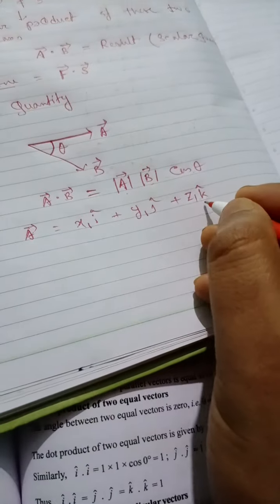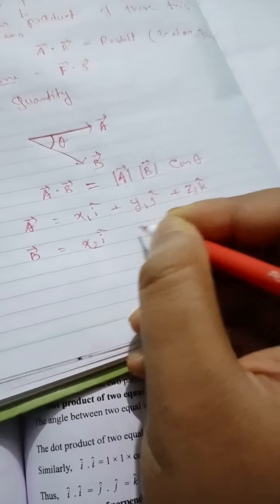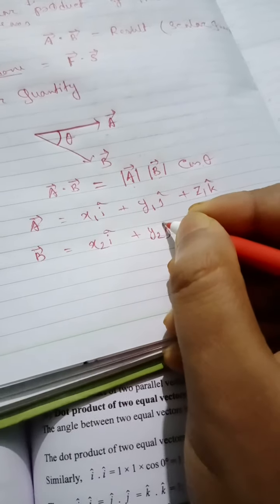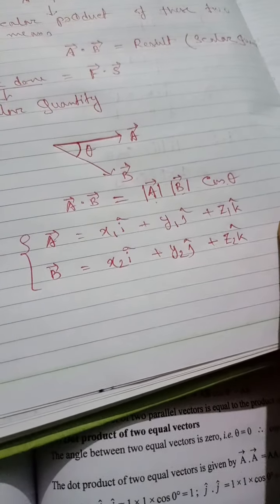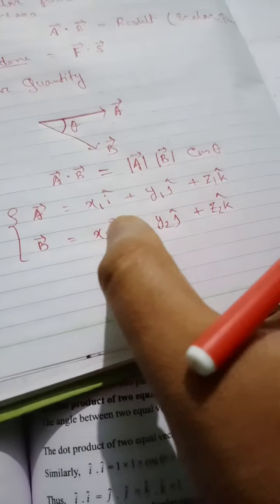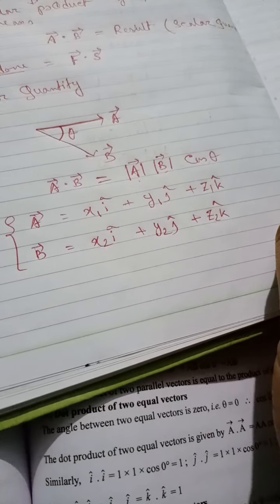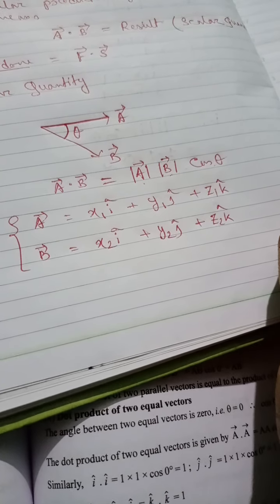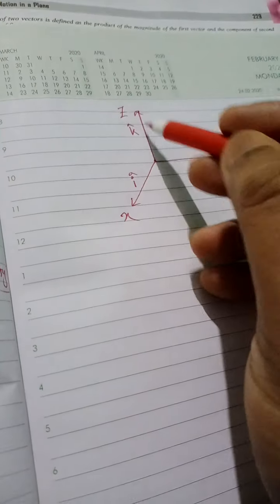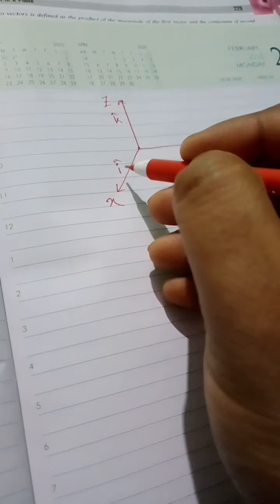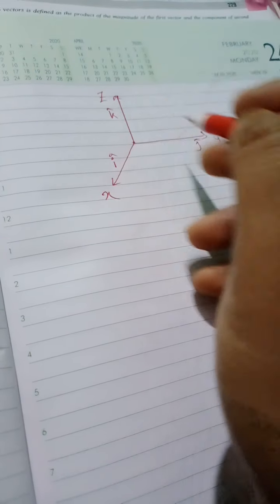In this way a vector quantity can be represented. Similarly, vector B is equal to x2 i cap plus y2 j cap plus z2 k cap. Here x2, y2 and z2 are the magnitudes of B along the x-axis, y-axis and z-axis. Now we have to discuss how to take the product of these two vectors A and B. Here are the x-axis, y-axis and z-axis, with i cap, j cap and k cap as the unit vectors along them.